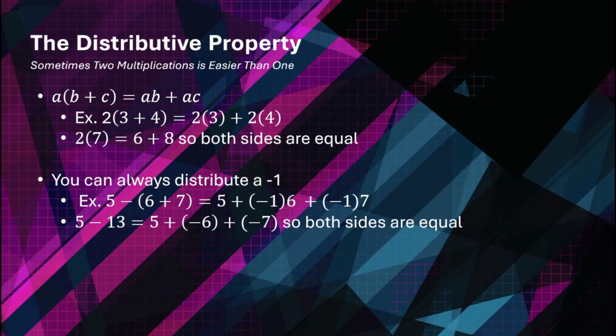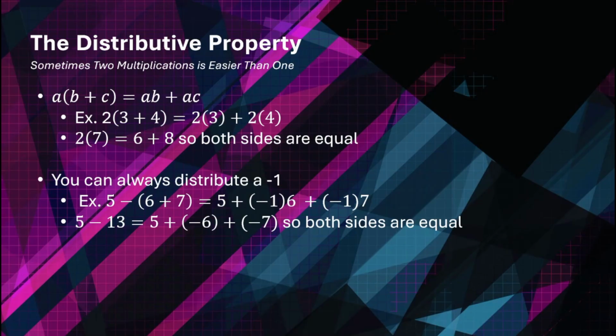So we're going to have A times B, and then we're going to have A times C, and we're going to then add those two things together. So when we put in numbers, let's say we had 2 times the quantity 3 plus 4. Using the distributive property, we can rewrite that as 2 times 3 plus 2 times 4. So that 2 is being multiplied by both of those numbers separately, and then we're going to add those two products together.